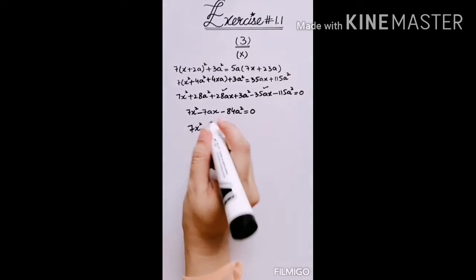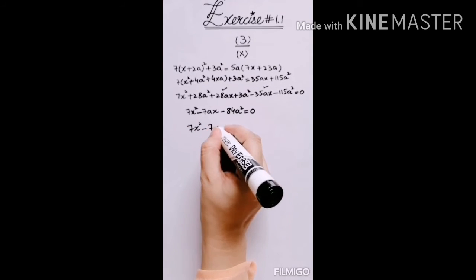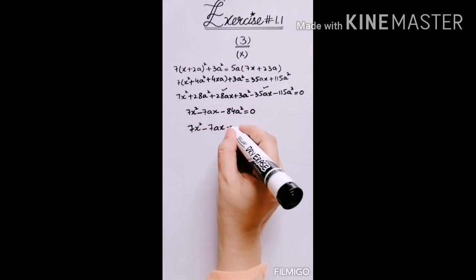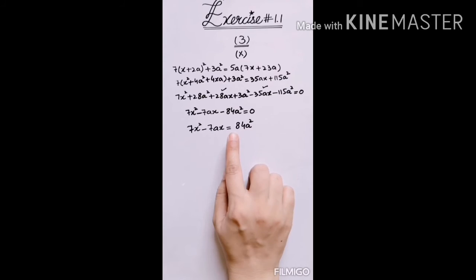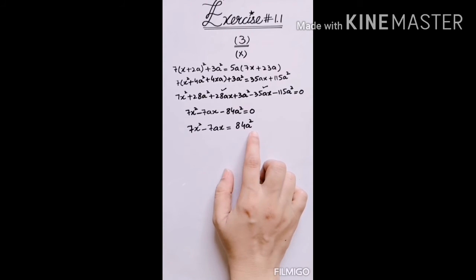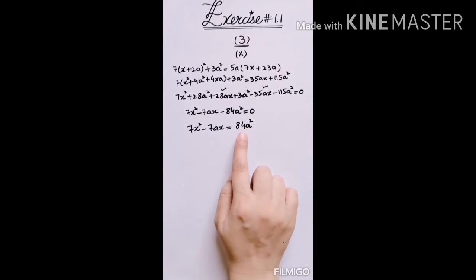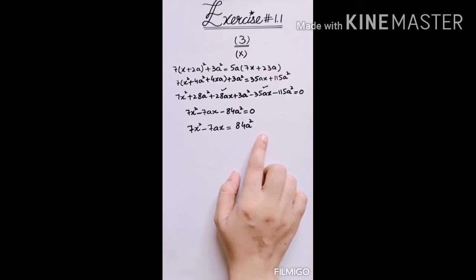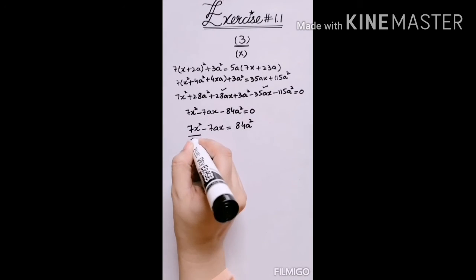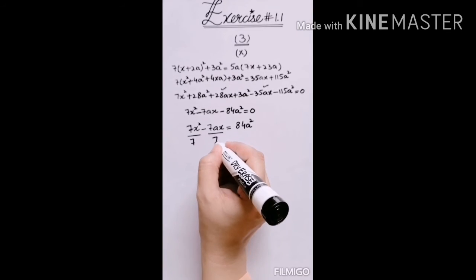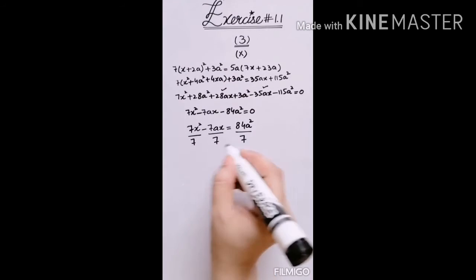It is the standard form. You have to solve this equation by the completing square method. Hope you have understood the method. Now the first step is that you have to shift the constant. Where x is not present, that term is said to be constant. So we have to shift the constant to our right hand side. This is the first step. The second step is that make the coefficient of x square 1. To make the coefficient of x square 1, we have to divide all the terms by 7.